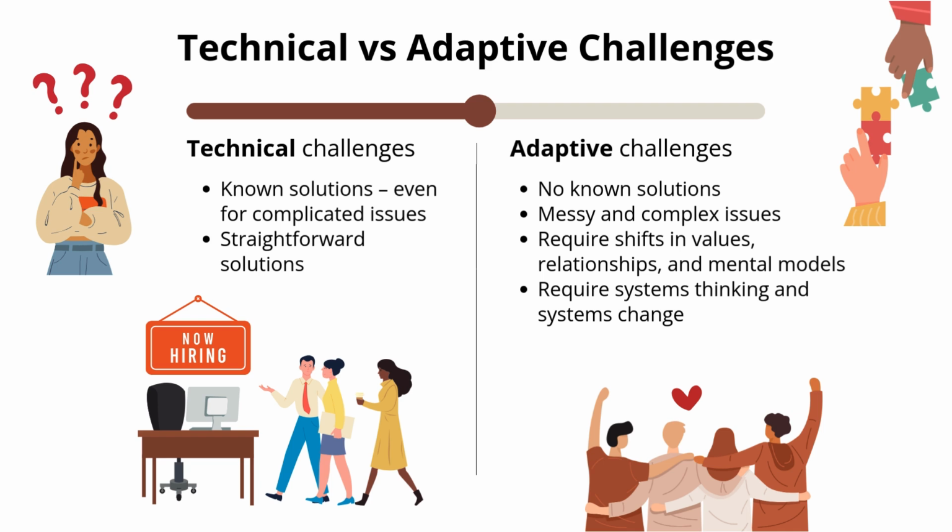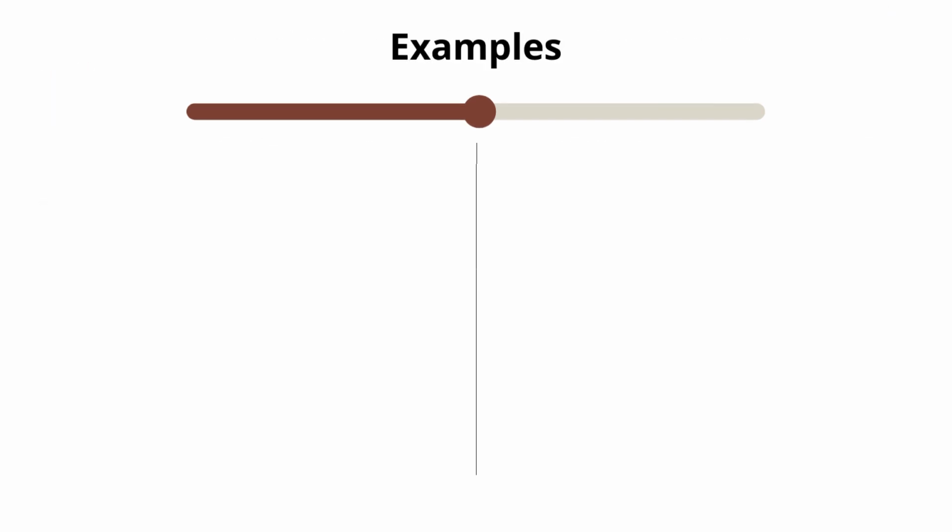So these adaptive challenges are big and require systems thinking and systems change. It's critical that we diagnose challenges correctly. Mistaking an adaptive challenge for a technical one means we risk offering surface level solutions that don't address the root issue. Let's look at two more examples.